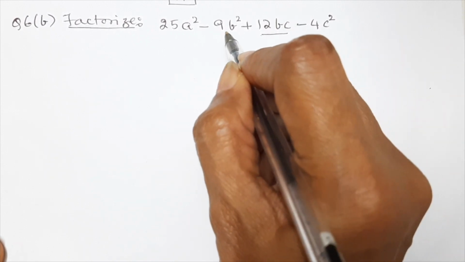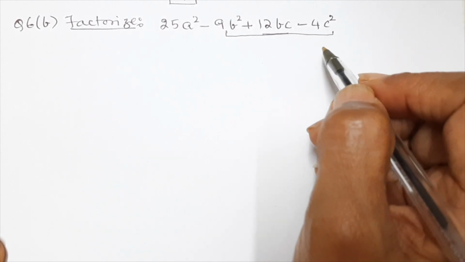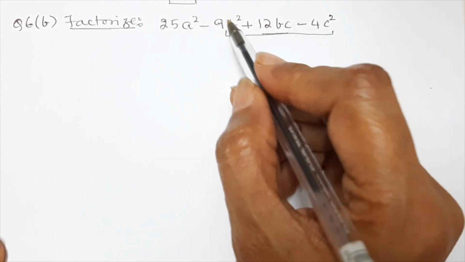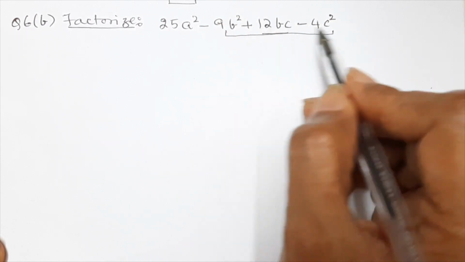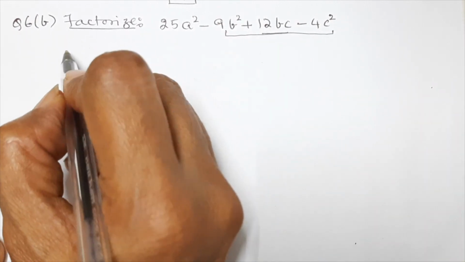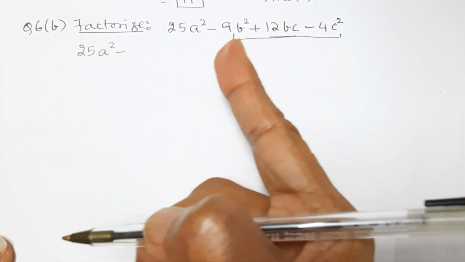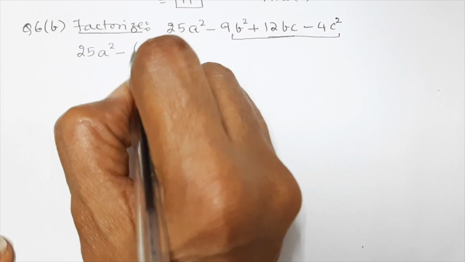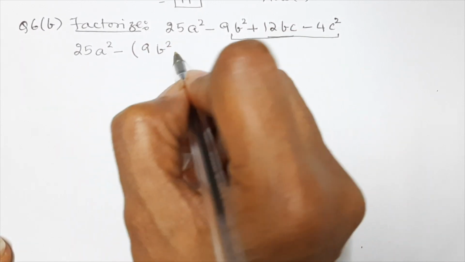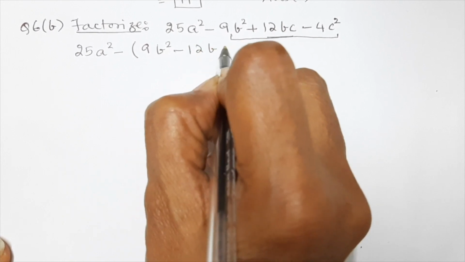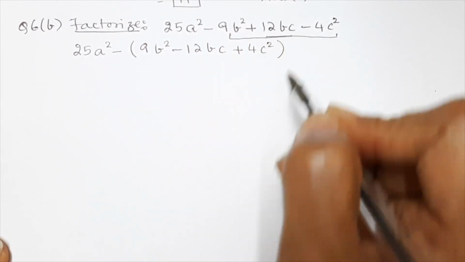12bc, which means 9b square and 4c square. They have been used in this particular expression, and that is a perfect square. Let us see how. 25a square minus, we will take out this minus sign common, it will be 9b square inside the bracket minus 12bc, and this becomes plus 4c square.